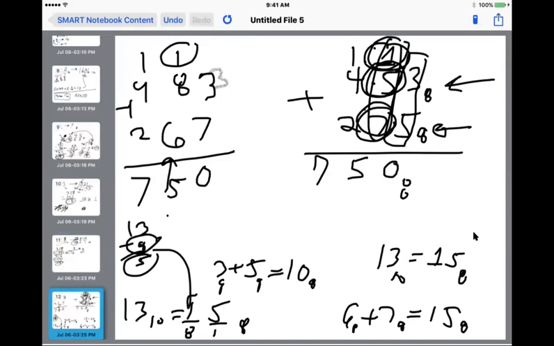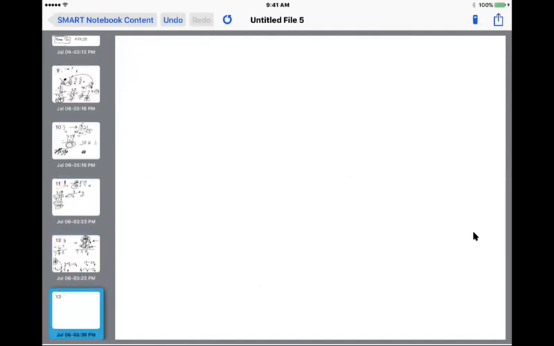So that's how you can add in different bases. You can also subtract in different bases.